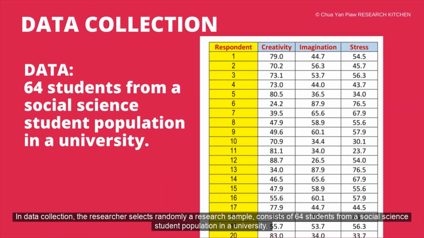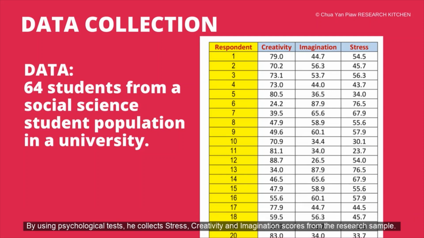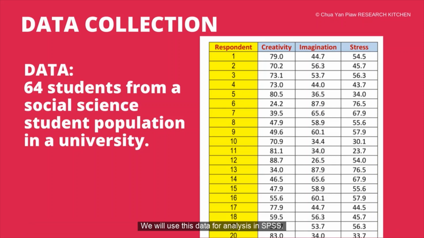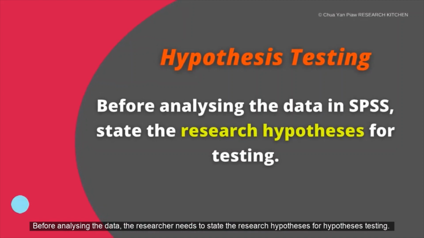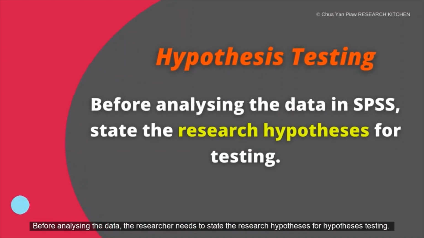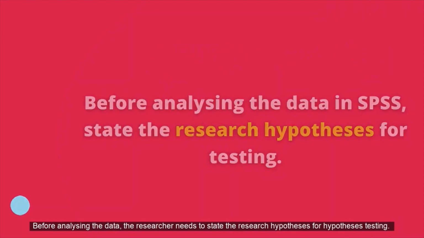In data collection, the researcher randomly selects a research sample consisting of 6 people, students from a social science student population in a university. By using psychological tests, he collects stress, creativity, and imagination scores from the research sample. We will use this data for analysis in SPSS. Before analyzing the data, the researcher needs to state the research hypothesis for hypothesis testing.